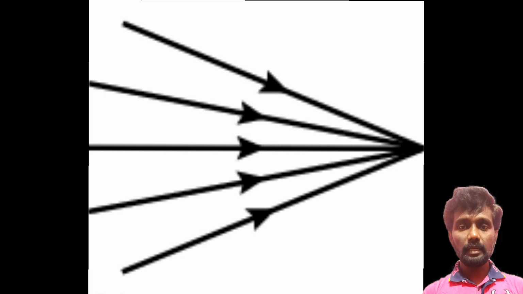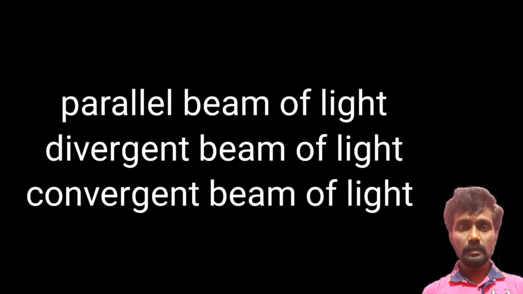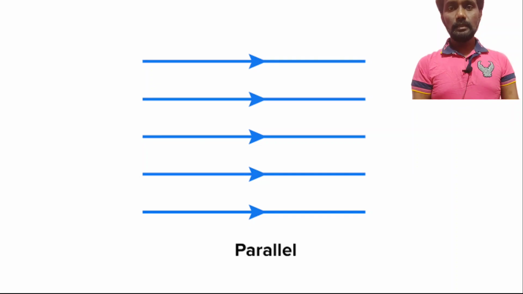Depending upon the direction of the rays of light in a beam, it can be of three types. Number one, parallel beam of light. Next, divergent beam of light. Last one, convergent beam of light. Light rays received from a very distant source such as the sun are considered to be parallel. A parallel beam of light is represented by a set of parallel rays.